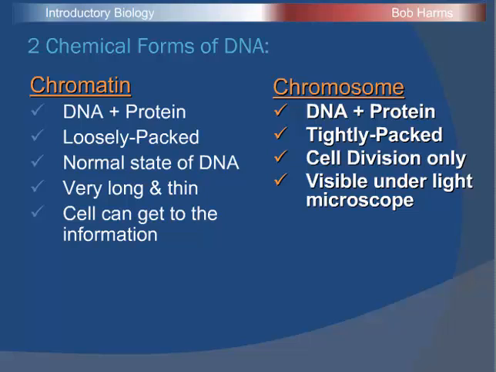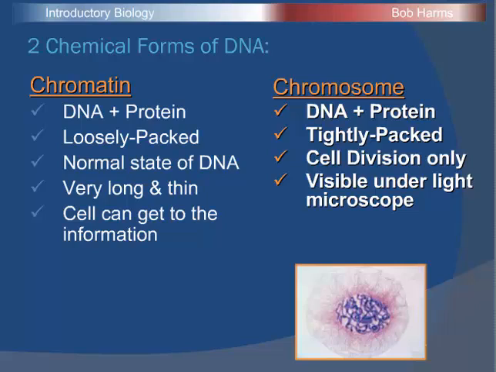Now, because the DNA in the chromosome gets so short and fat, it gets bundled so tightly together, it actually becomes wide enough that we can see it under the light microscope. And so if we look at a cell right before or during cell division, oftentimes we can see the individual pieces of the DNA, the individual chromosomes.